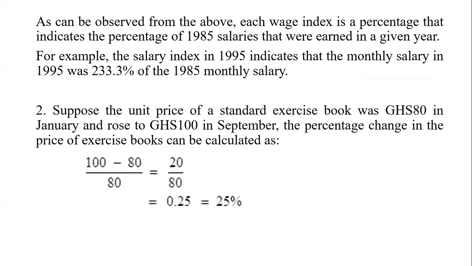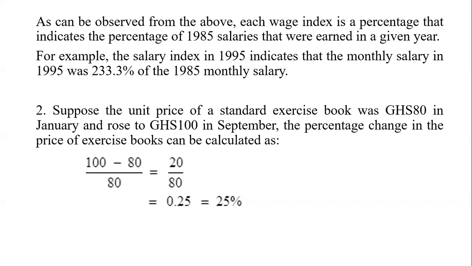All right. Then let's look at another one. Suppose the unit price of a standard exercise book was 80 cedis in January, and this 80 cedis rose to 100 cedis in September. The percentage change in the price of exercise books can be calculated as what? The new price minus the old price divided by the old price times 100%. Okay. So that is what you see here.